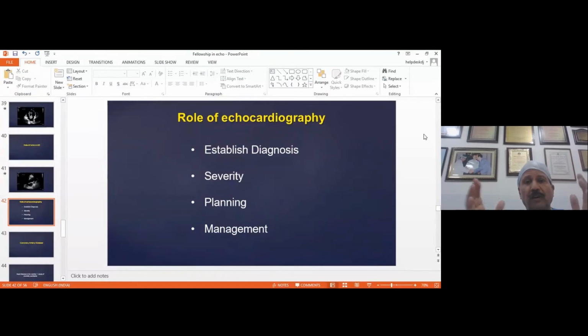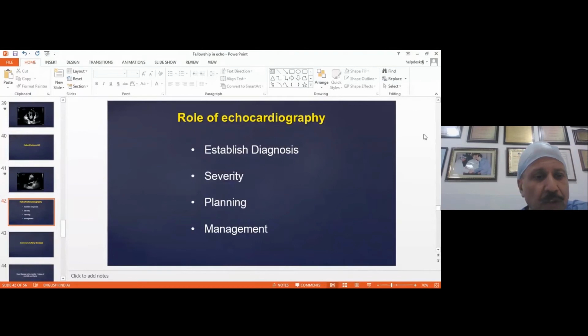So the role of echocardiography in the 21st century is huge, huge. You can establish diagnosis. You can demonstrate the severity of the lesions, supposing it's a valve disease. You can define how severe the aortic stenosis is, because you can get hemodynamic information. What is the mean gradient? What is the peak gradient? What is the VTI ratio, called the dimensionless index? And that will help you in planning the course for this patient.